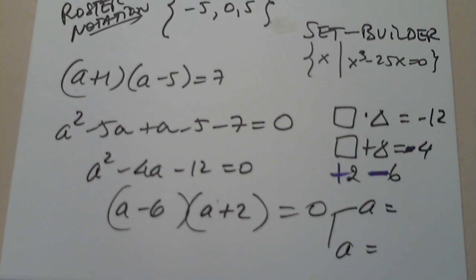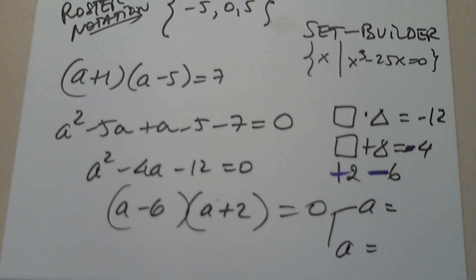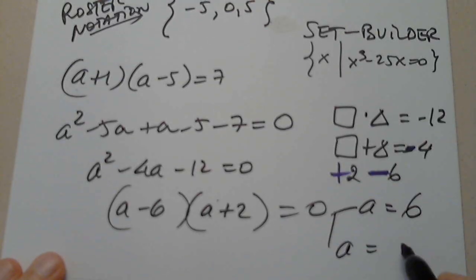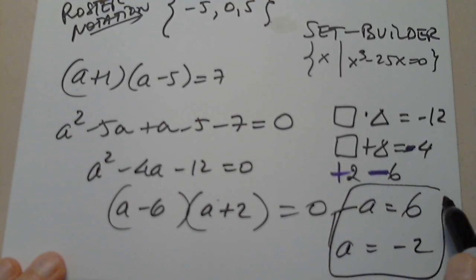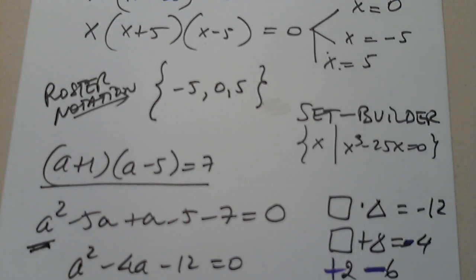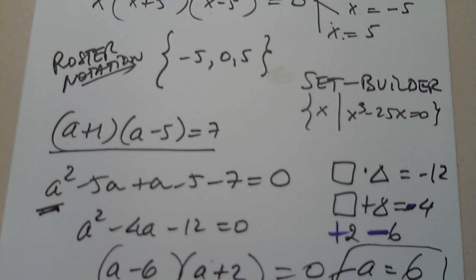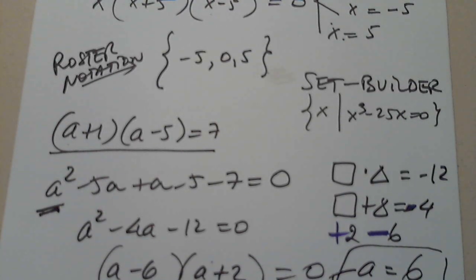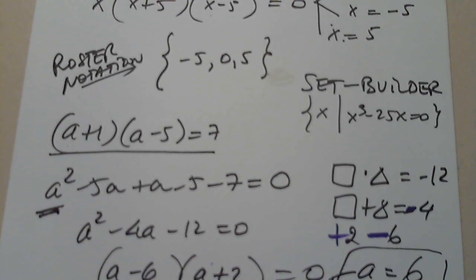What are they? 6 and negative 2. From the beginning, we expected two solutions because the degree is 2. So that's also the first application of the degree. The degree tells us how many solutions an equation will have, always, if it's a polynomial.